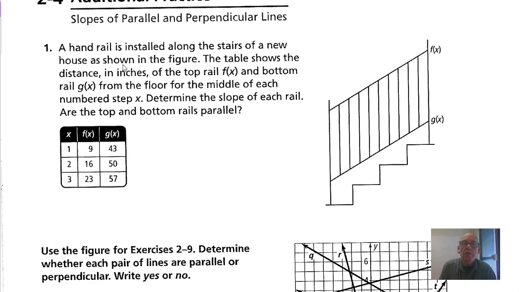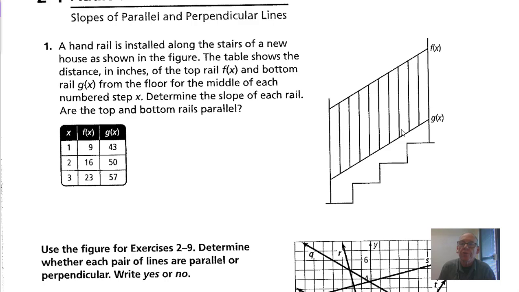Handrails installed along the stairs of a new house are shown in the figure. The table shows the distance of the top rail and bottom rail from the floor. So this f of x are the y's that go with the top rail. The g of x are the y's that go with the bottom part of the railing, and the x's are going to be the same for both of them. Determine the slope of each rail. Are the bottom and top rails parallel?